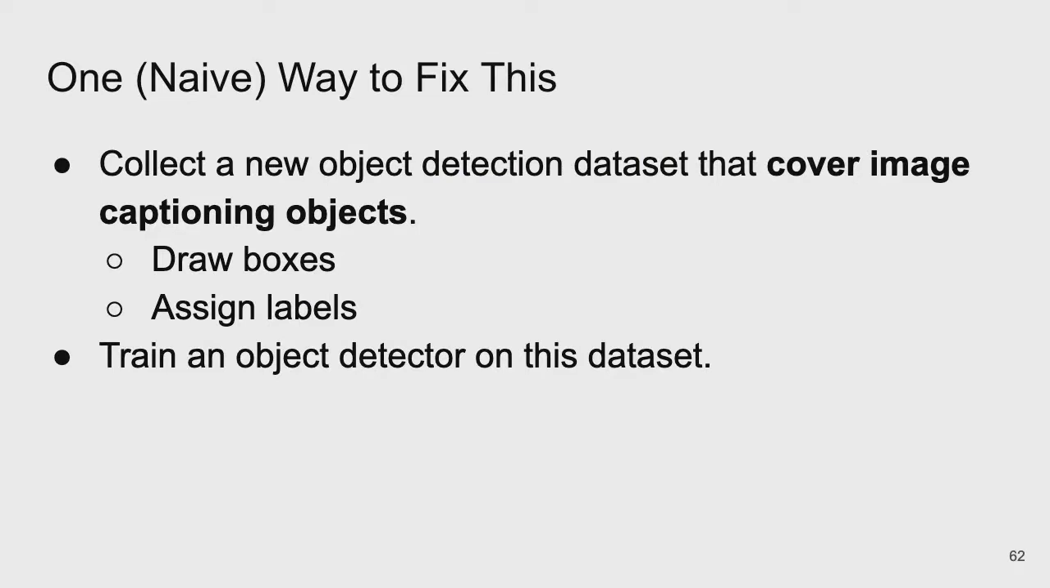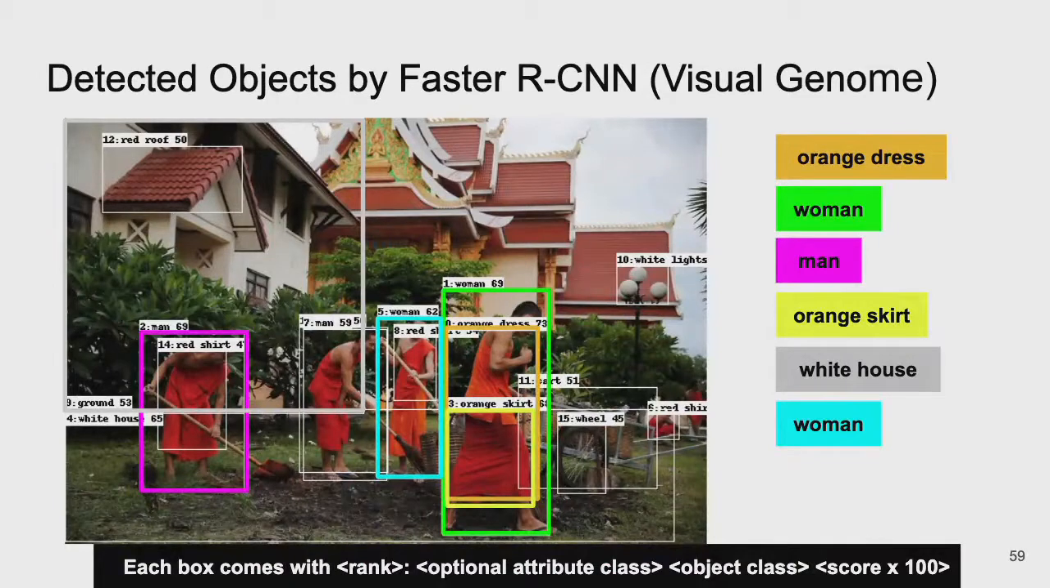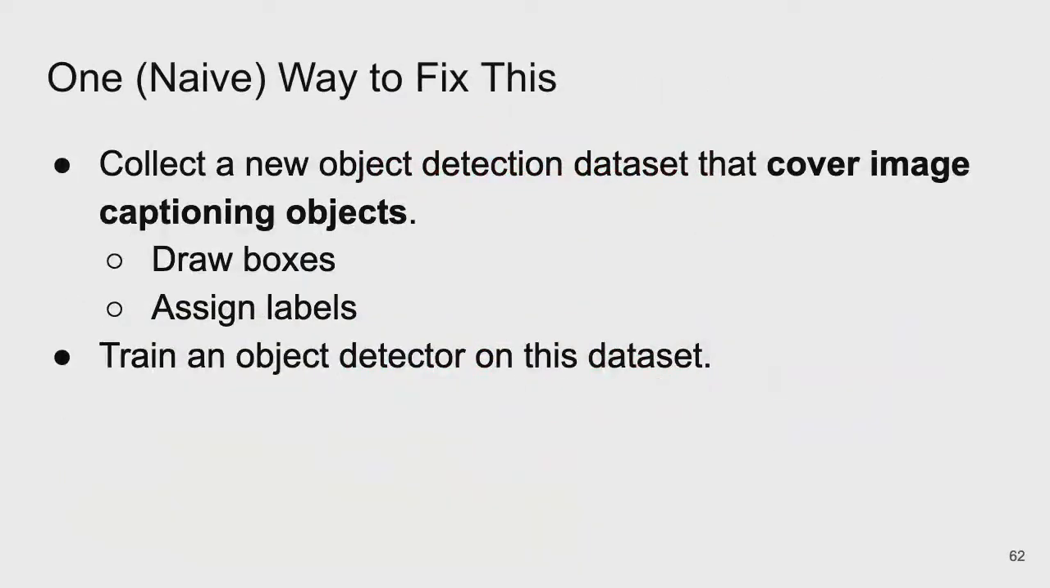One way to fix this is, why don't we draw boxes and relabel this? So I'm going to relabel this as a monk, for example. So you can construct a new object detection data set for, say, images from the same domain as Conceptual Captions. But as you can see, this is very expensive. We want to build a big object detection data set on a million scale.